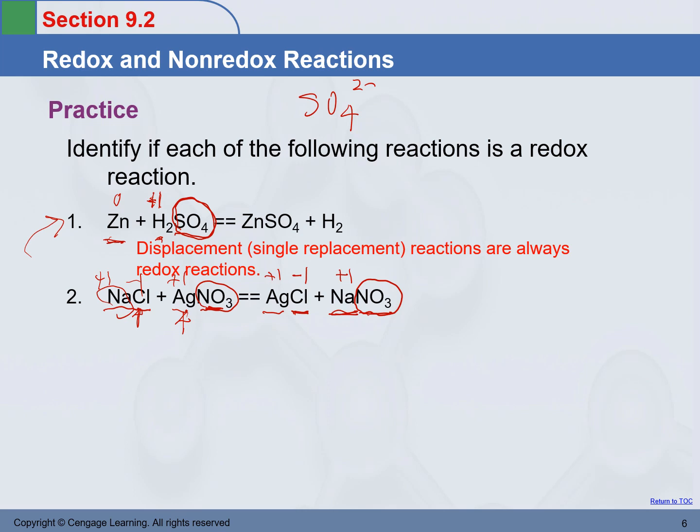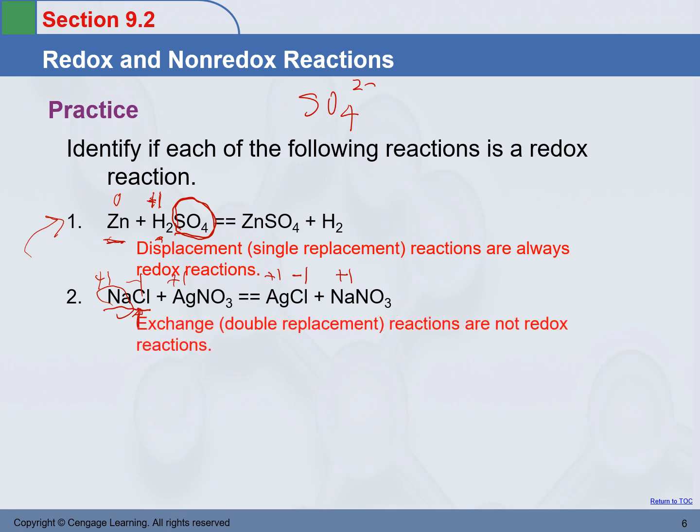Again, as a matter of fact, a double replacement reaction or an exchange reaction is not a redox reaction. Exchange reactions are not redox reactions.